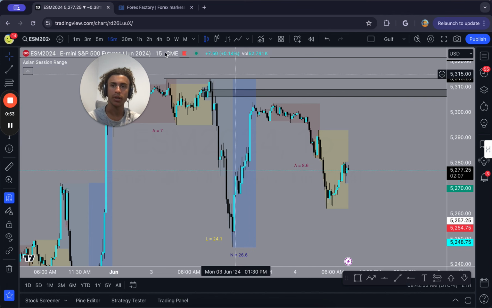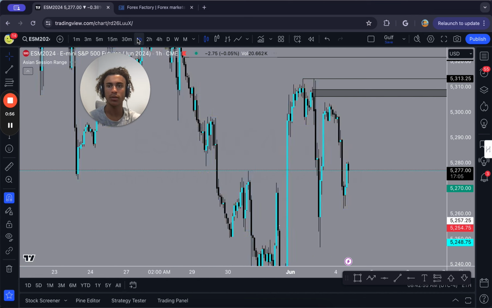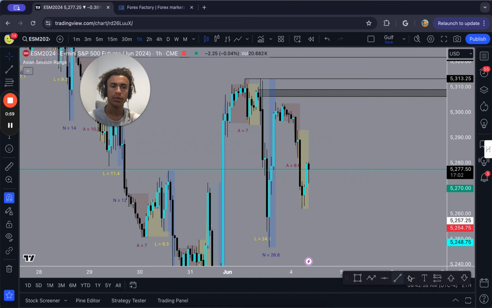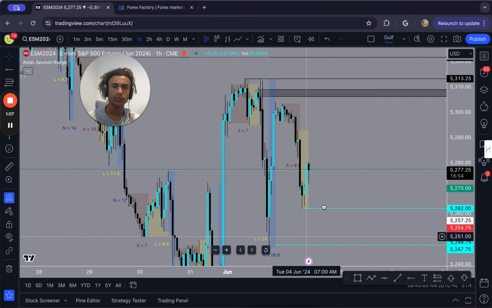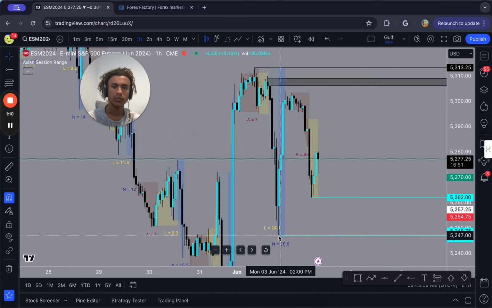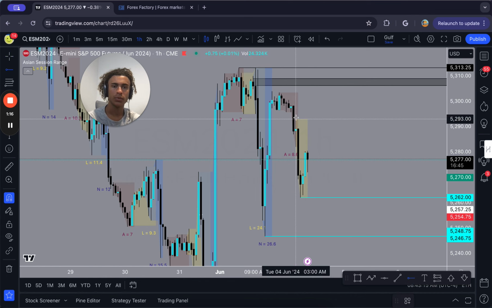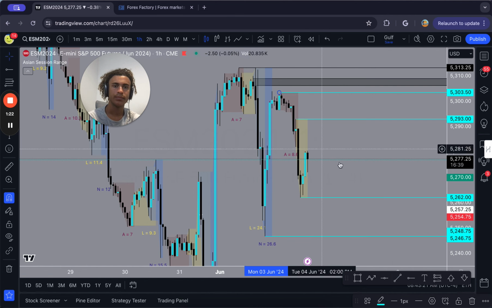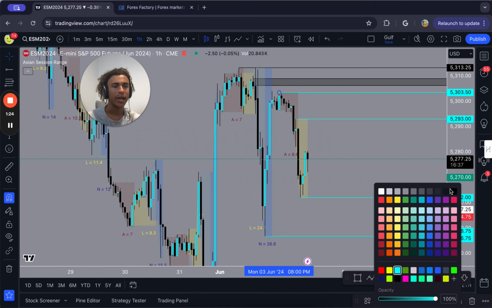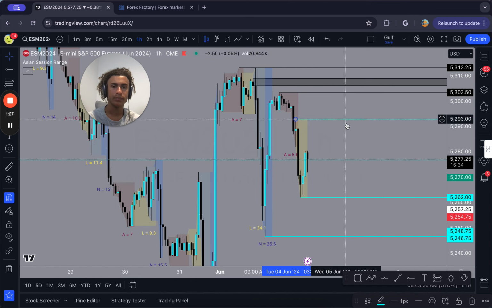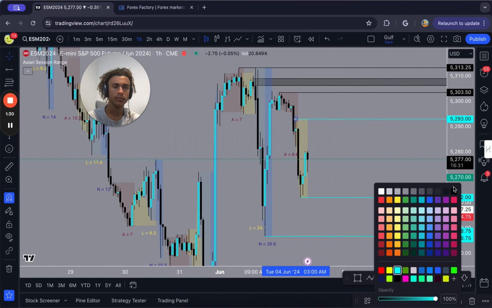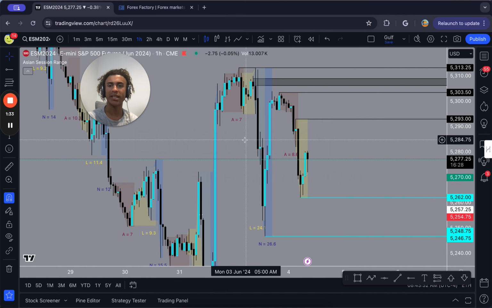The first thing we're going to do is go on the 1 hour and mark out our highs and lows. So this is going to be a low. This is going to be a low. And now we're going to mark out our highs. So this is a high. This is a high. We're going to make them black so we can identify that they are indeed highs. And if you notice, my selling candles are also black.